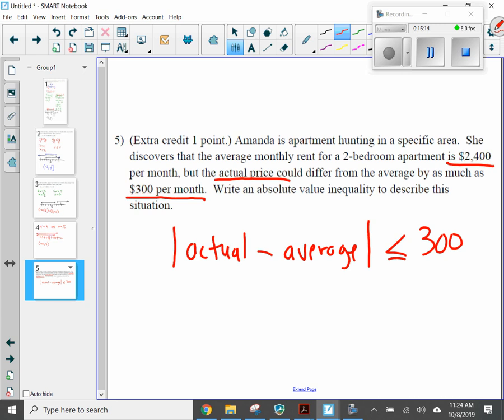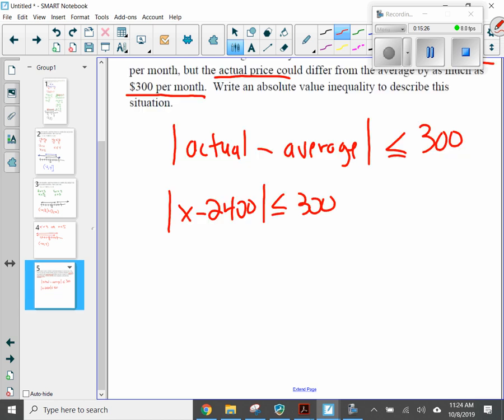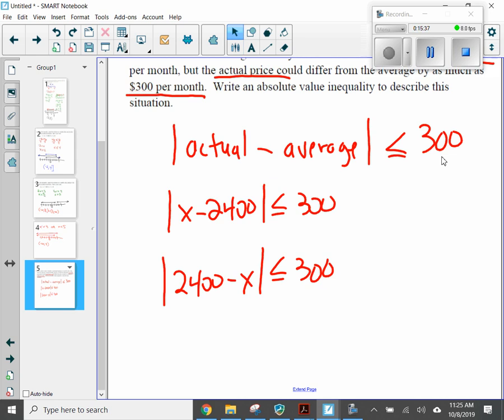So in this particular case, it would be the absolute value of x minus 2400 less than or equal to 300, or you could have written it the absolute value of 2400 minus x is less than or equal to 300. So the difference between the actual and the average is going to be less than $300. That means it can be $300 greater or $300 less. Pretty good with that? Yes, Mia. Just the equation. Yeah, that's all it was asking for, was just the equation.